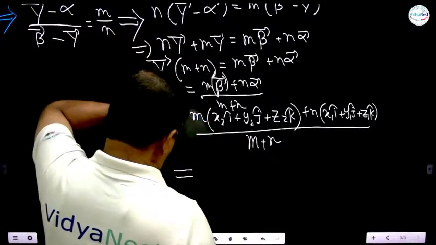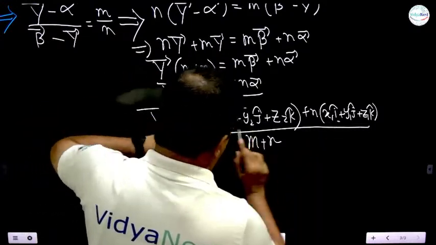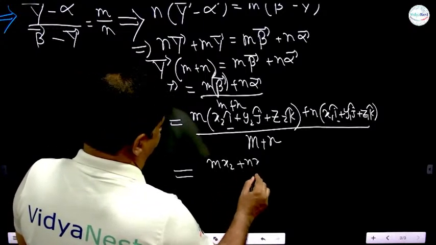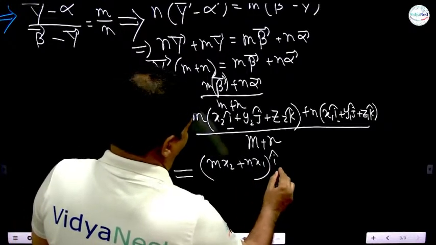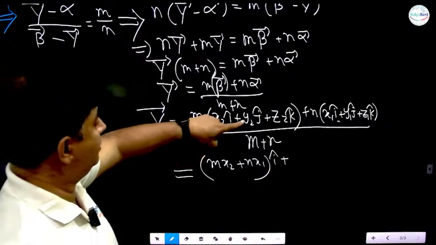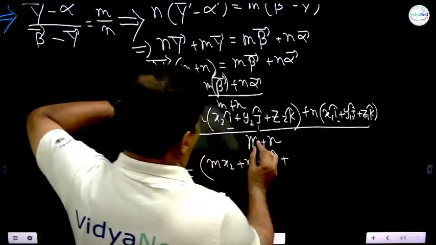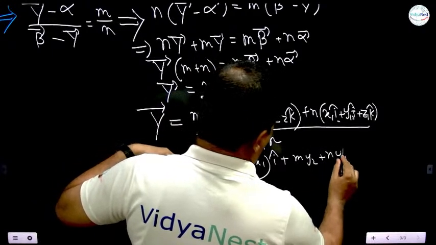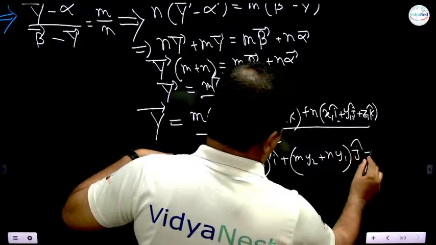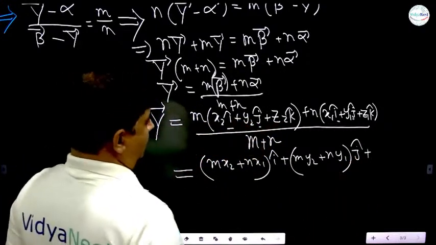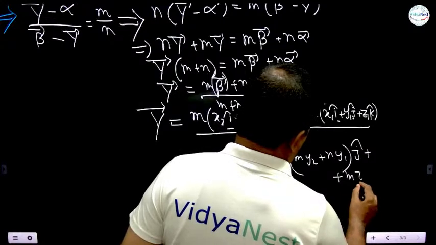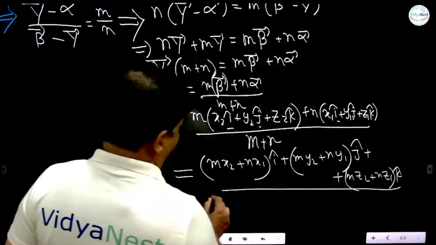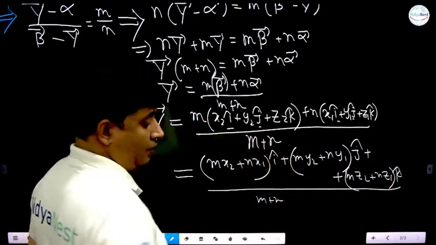Here you are getting i, here also you are getting i. Just make them separate: m x2 plus n x1, i. Okay. Now j you separate. Here you are getting j, here also j: m y2 plus n y1. And you separate k also: m z2 plus n z1, k, all by m plus n. Okay.